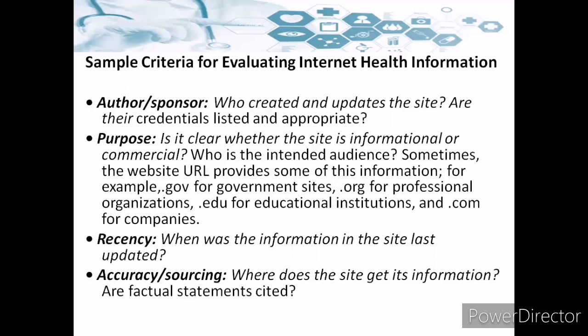Next is the purpose. Is it clear whether the site is informational or commercial? If it is commercial, it would probably not give the best view of the topic. So who is the intended audience? Sometimes the website URL provides some of this information. For example, .gov is for government sites, .org for professional organizations, .edu for educational institutions, and .com for companies.